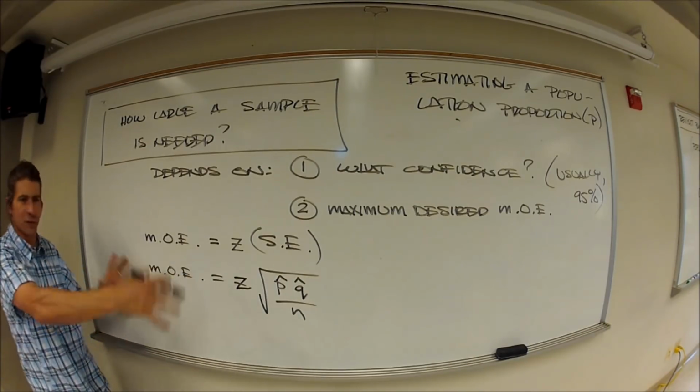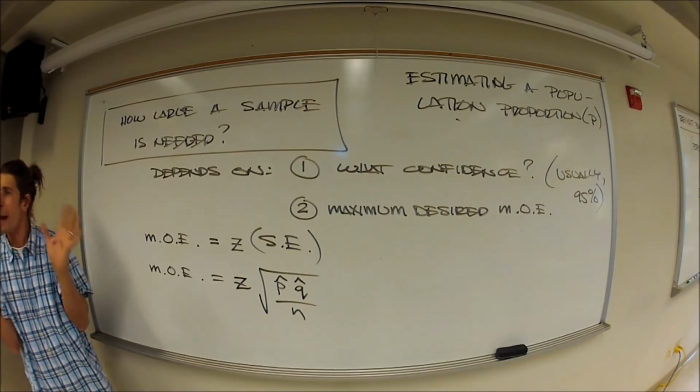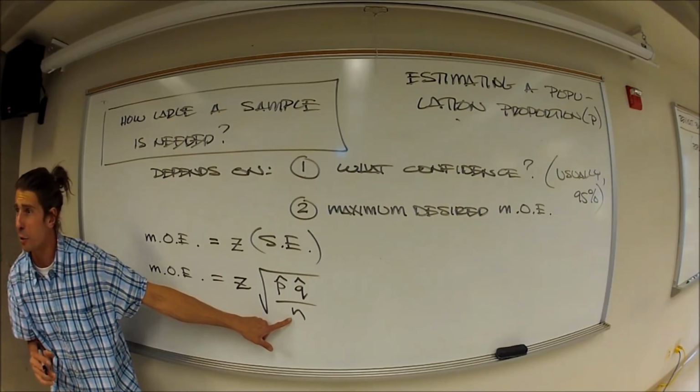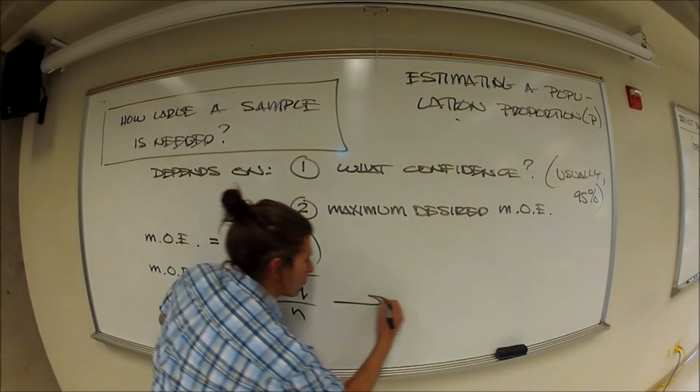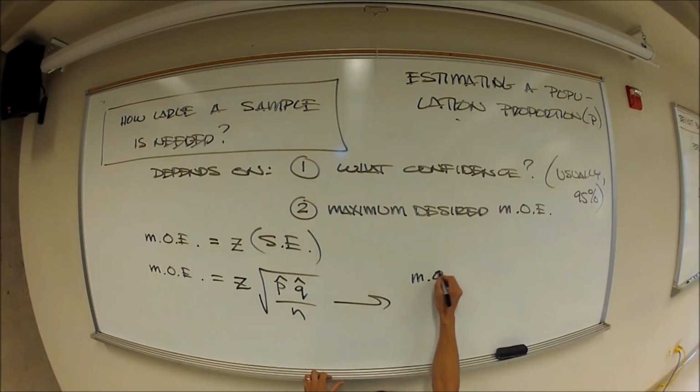Would you guys mind if I move stuff around so that n is actually by itself on one side? Just to make the math easier, because solving for n where n is right now is going to be a pain in the butt. It's going to be an absolute pain in the butt. So I'm going to divide by Z. So I'm going to have the margin of error over Z.